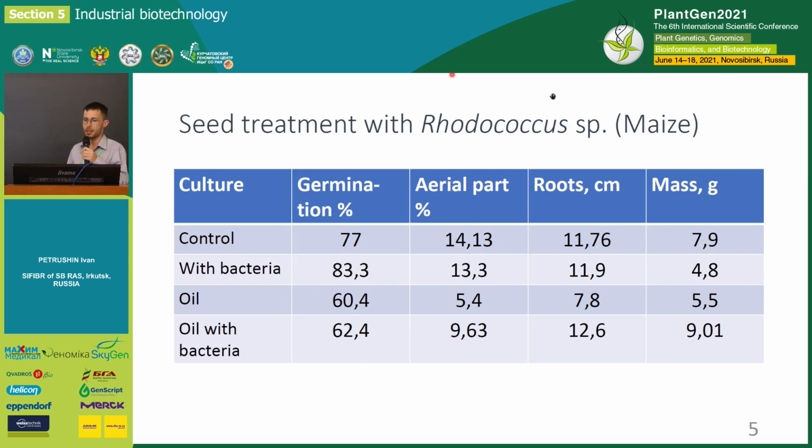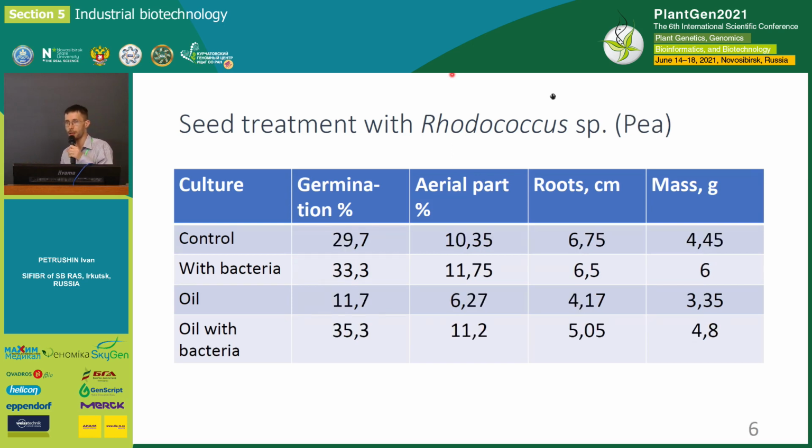For example, we treated the seeds of maize, and as you can see, some properties of this plant: germination percentage, aerial part percentage, and length of the root and mass. All conditions of these samples were equal except for the presence of bacteria and oil pollution, about 2% in the sand. As you can see, the presence of bacteria neglects the negative effect of the oil almost completely in some cases. We carried out a lot of such experiments, but I show only two on these slides, for maize and pea. The results are very promising.